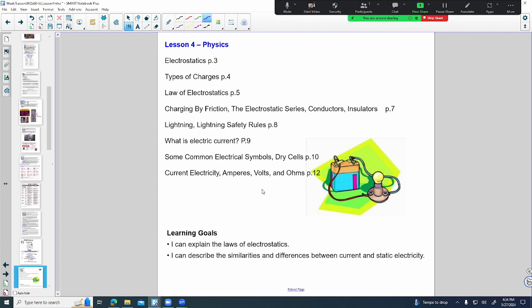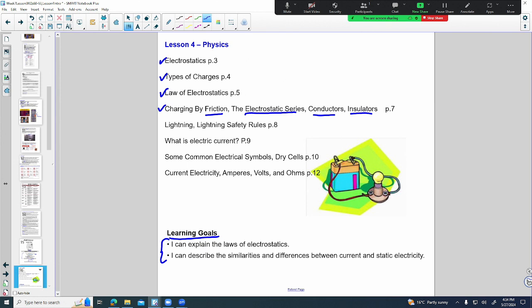On page 3, you will see the learning goals. It says I can explain the laws of electrostatics, and then I can describe the similarities and differences between current and static electricity. So keep these in mind. This is what you will learn in this lesson. Electrostatics begin on page 3. Then we have types of charges on page 4, and law of electrostatics on page 5. And then we will look at charging by friction, the electrostatic series, conductors and insulators on page 7.